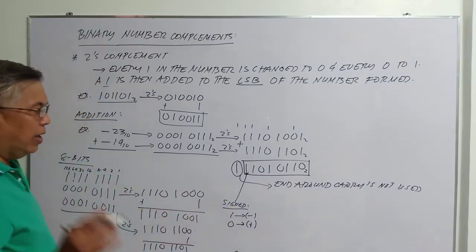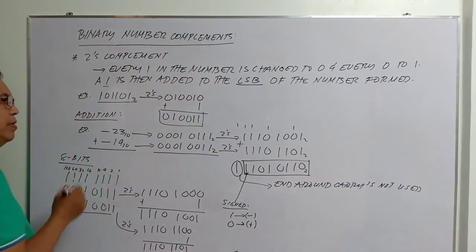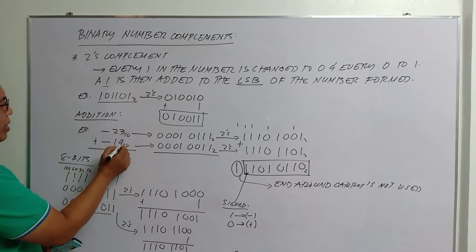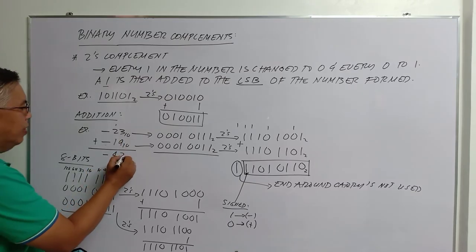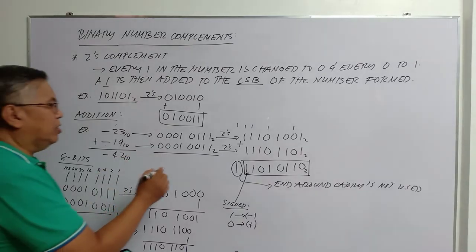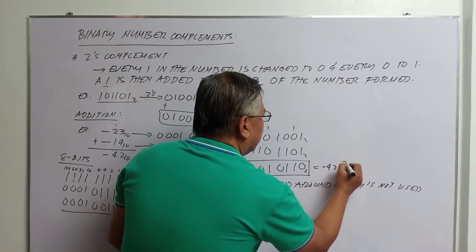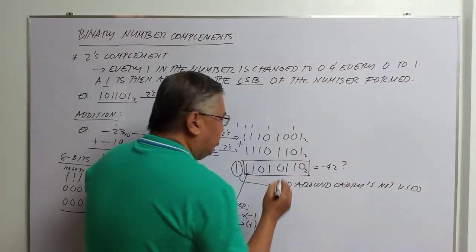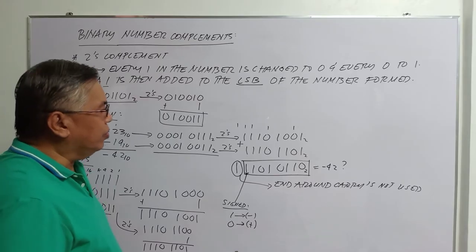Okay? Now, how do we know that this one here is the negative number of the answer here? Okay? So let's add. 3 and 9 is 12. Carry 1. That is 42. Negative 42 of base 10. So this one here, is this equivalent to minus 42? That is a question mark. So how do we know that this number here is a negative 42?